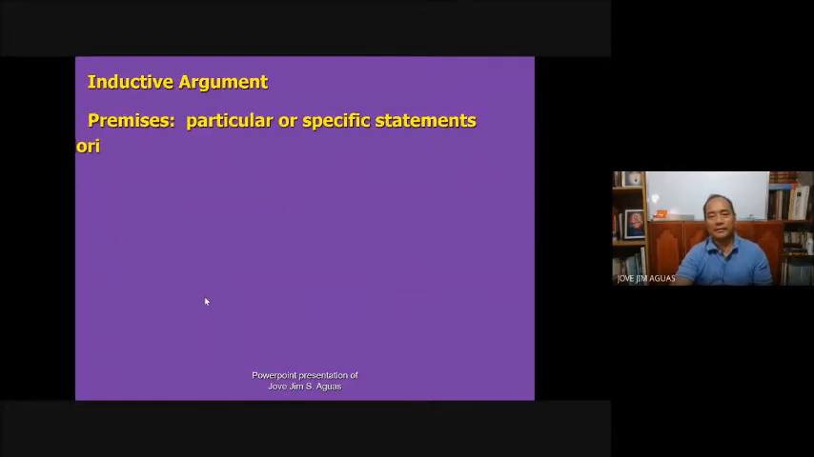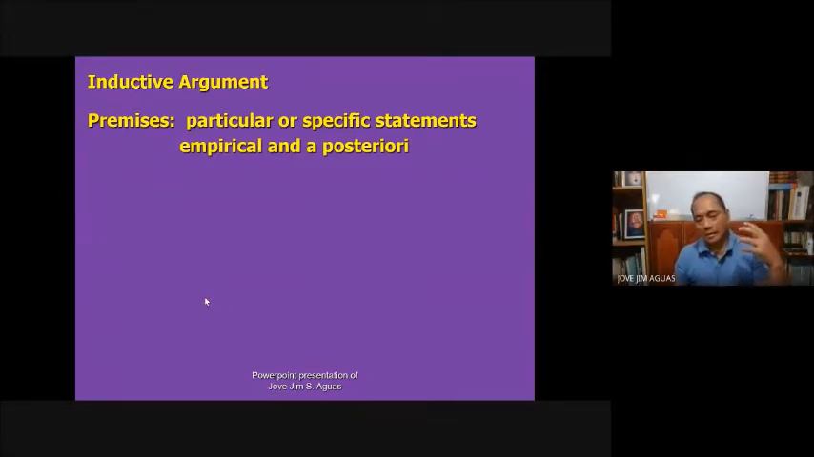And the inductive argument now, the premises are particular or specific statements that are empirical or a posteriori. So the difference between the inductive and the deductive argument is in the type of premises that they employ. Deductive, universal or general. Inductive, particular or specific. Deductive, the statements are analytic or a priori. Inductive, the premises are usually empirical, meaning experiential, based on experience, and a posteriori.